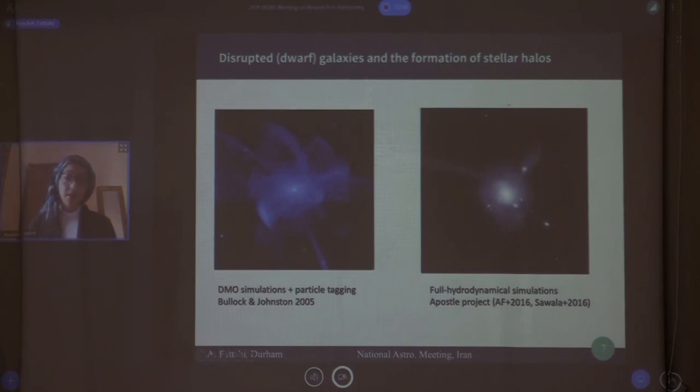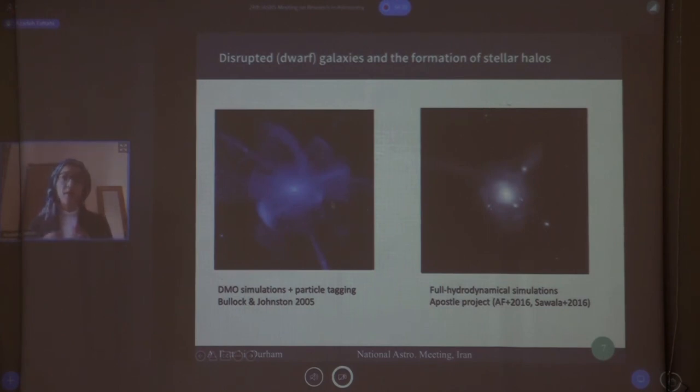Something that is quite important and striking is the existence of all these substructures around the galaxies. By the way, I forgot to put a scale here. The scale that you're looking at here is about 300 kiloparsec or more. Basically, going from the center of the halo to the outer parts is about the virial radius of these halos, which is roughly 300 kiloparsec.